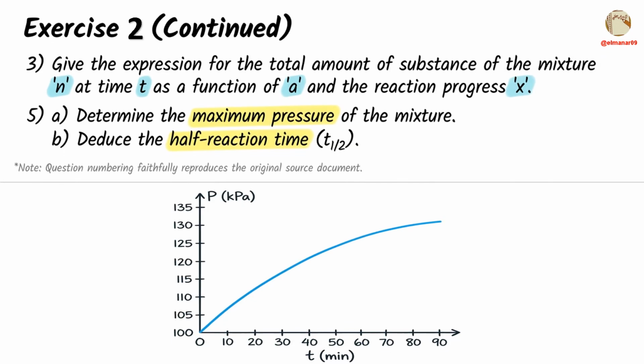Exercise 2. Continued. 3. Give the expression for the total amount of substance of the mixture, N, at time t as a function of A and the reaction progress, X. 5. A. Determine the maximum pressure of the mixture. B. Deduce the half reaction time, T1/2. Note: question numbering faithfully reproduces the original source document.